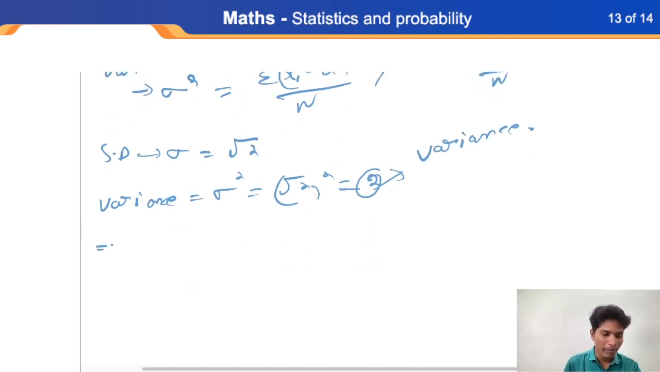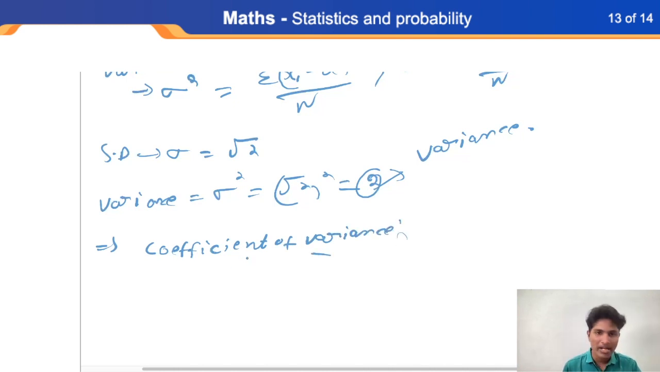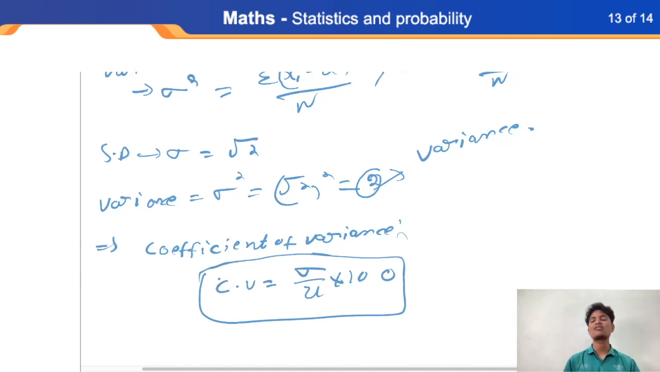Now there is another important thing, that is coefficient of variance. The JEE has asked this, what is the coefficient of variance. This is a simple formula, you have to just remember. The coefficient of variance, C.V., is nothing but sigma by nu into 100. Very important. If they ask coefficient of variance, it will be sigma by nu into 100, where sigma is the standard deviation, nu is the mean.